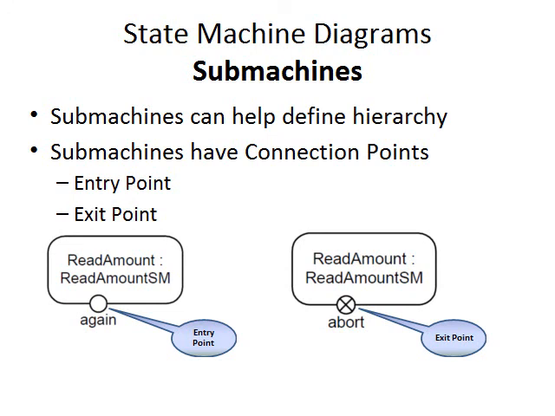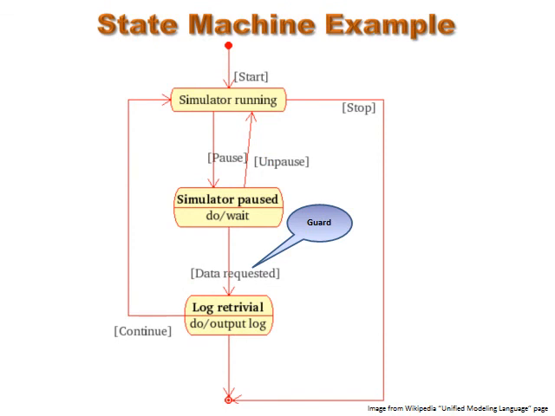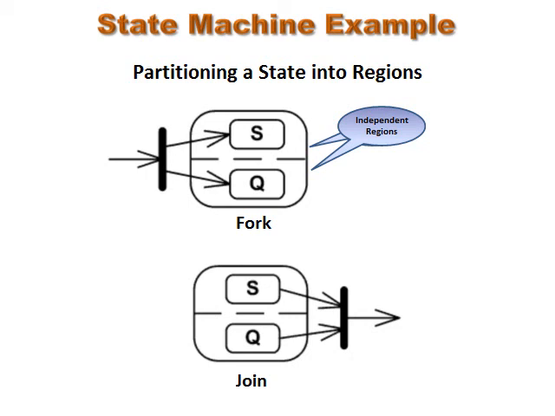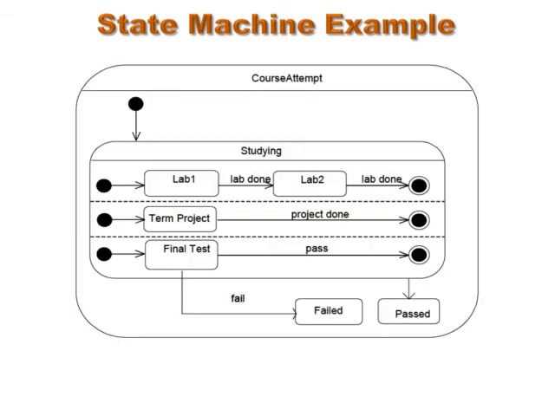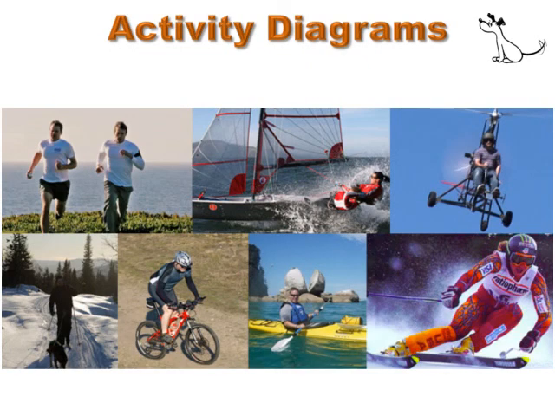This just talks about different aspects of state machines and how you can use them hierarchically, entering and exiting states. This shows some of the forking and joining, so you can do simultaneous states, parallel states. This is an example of a course in which you have to take a lab, you have to do a term project, and you have to pass a final test in order to go to the passed substate. I gave a traffic light example.